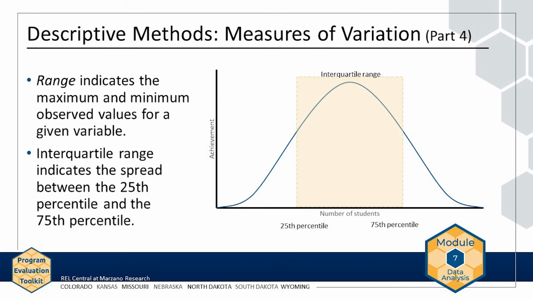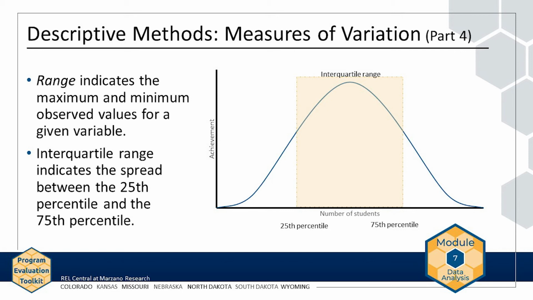Range is another common measure of variation. Range indicates the maximum and minimum observed values for a given variable. For instance, in the AMP example, the evaluation team finds the range for math achievement is from 35 points to 100 points. Quartiles divide up the range of values in a dataset into 4 even segments.